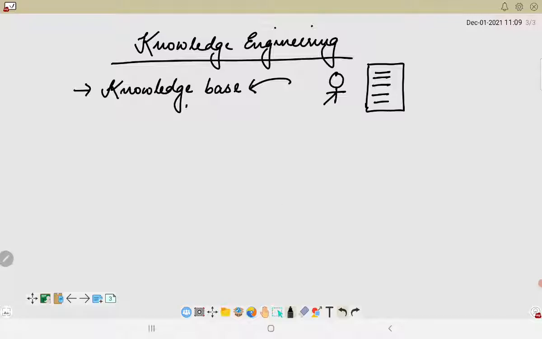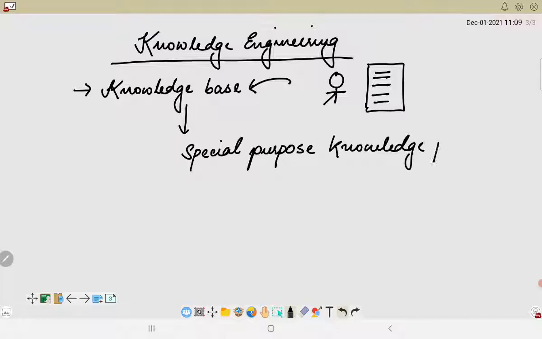It is also known as a special purpose knowledge base. So what do we mean by this special purpose knowledge base? Suppose, let me give you one example. Suppose we are considering the electronic circuit domain.